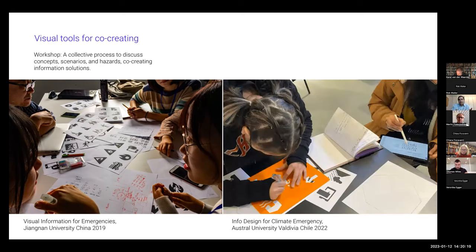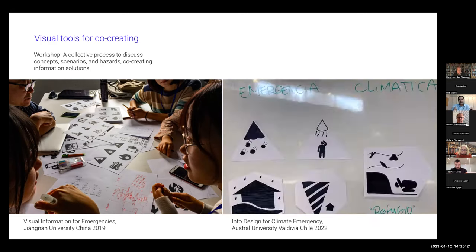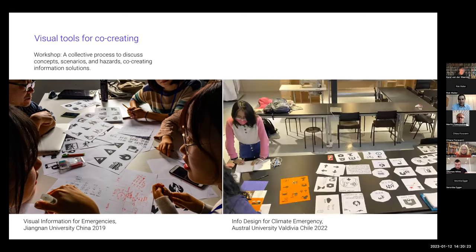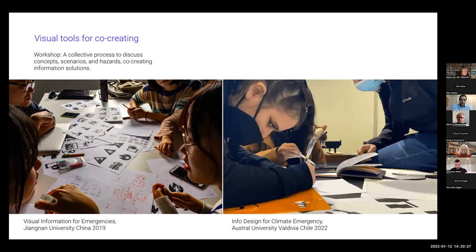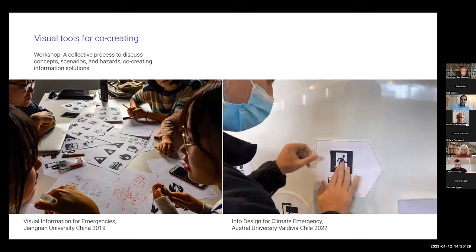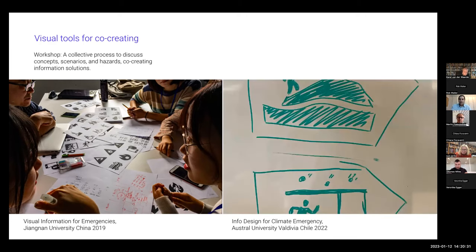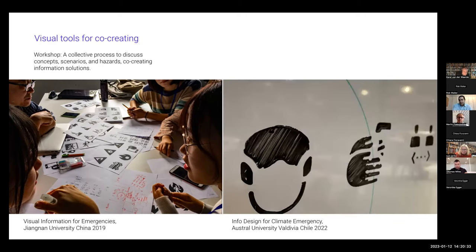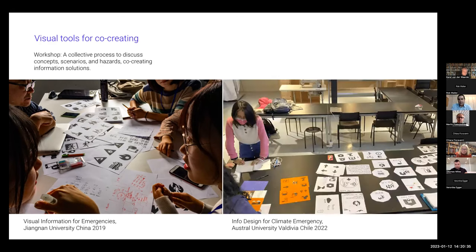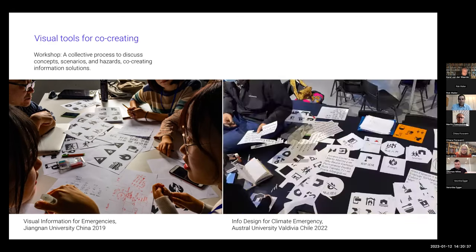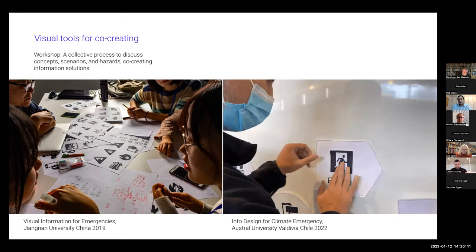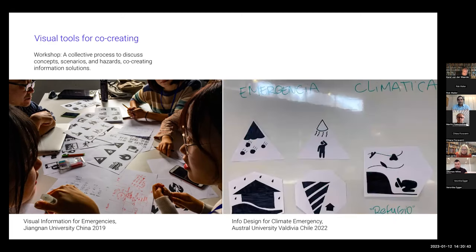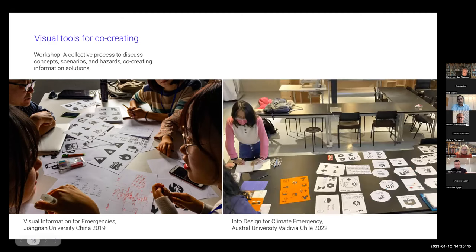In the visual information, the emergencies that made sense for them. And at the right, you can see this one. This is one of the last workshops that I could do in 2022 with a group of students of the School of Design at Universidad Austral in Valdivia, in the southern part of Chile, near Patagonia, where they are working on climate emergencies as a scenario with these elements.